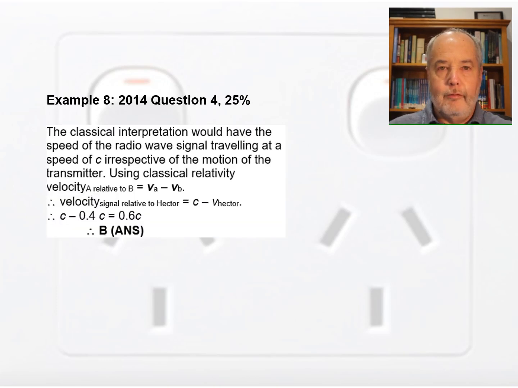This question was not done very well, with only 25% of students being able to get it right. I suspect a lot of the problem was the language and the wording of the question. It's a little vague. The navigator on the spaceship Hector would have understood that the radio signal would have travelled at the speed of light, c. Using their classical understanding, they would have felt that because they were moving at 0.4 c, then the signal was coming towards them at a speed of 0.6 c. Therefore, the answer was B.